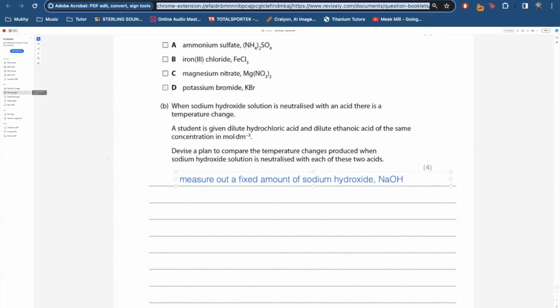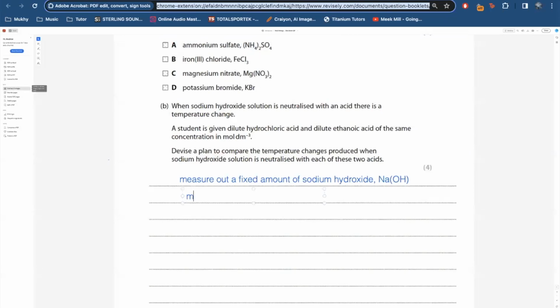And then you, oh, that's a little two there. Sorry, I can't draw a little two just yet. But yeah, carry on. And then in one beaker you'd add hydrochloric acid, and in one you'd add the ethanoic acid, and then measure the change. It's just NaOH, by the way, no little two, so ignore me. All right, cool.